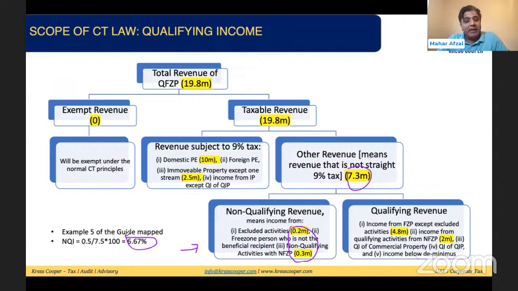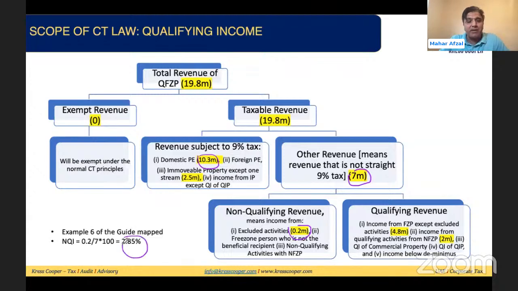In the same example, they have given the next example, example 6. In example 6, they ask that 0.3 million revenue be classified from the non-qualifying activities to the income generated from the domestic PE. It means this has increased to 10.3 million. Once it has gone to 10.3 million, you can see on the next slide that the non-qualifying income has been reduced from 7.3 million to 7 million. This income is as it is, and the percentage is 2.85%.